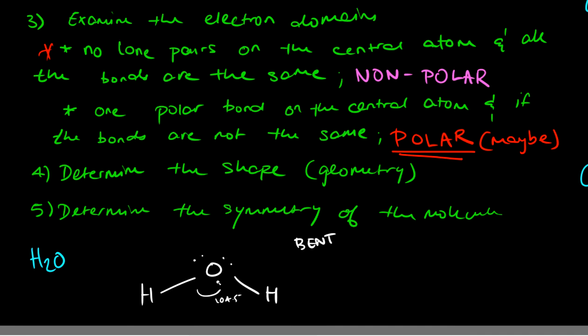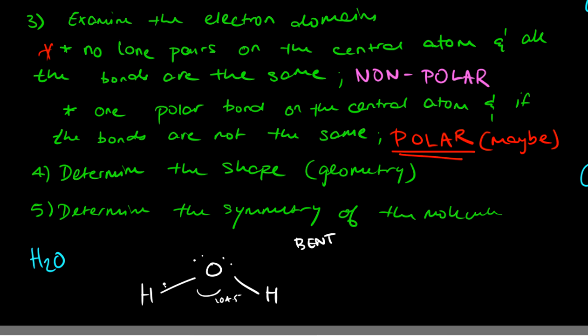But you will see cases where you will have two lone pairs, but it's not bent. Yes, it sounds weird. I have a final example, which we'll talk about. But yeah, you might have cases. So if you know that you have one polar bond or you have lone pairs, you need to determine the shape just to be sure. So in this case, you have two lone pairs and you have a bent structure.